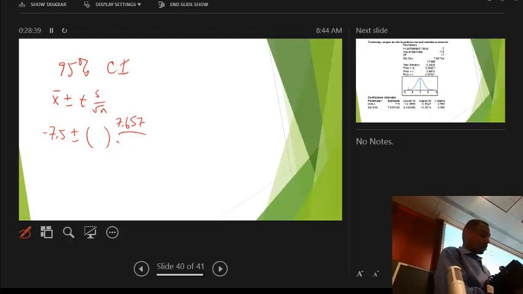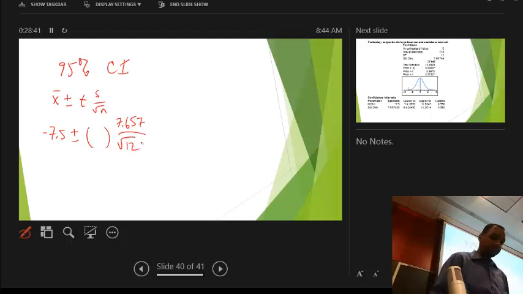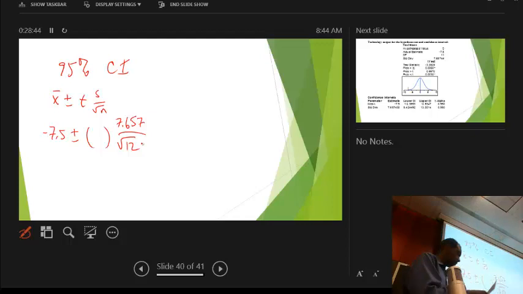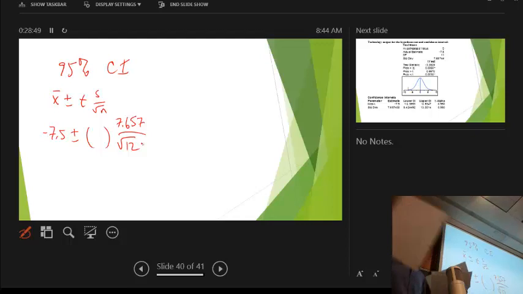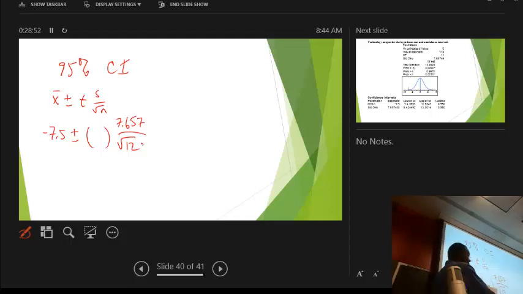So you still have the same formula as before. The sample mean was a negative 7.5 plus or minus some t-score. Standard deviation is 7.657 over the square root of 12. Okay, so for the t-distribution, you want to go down to 11 and across to 95%. So that's 2.201.